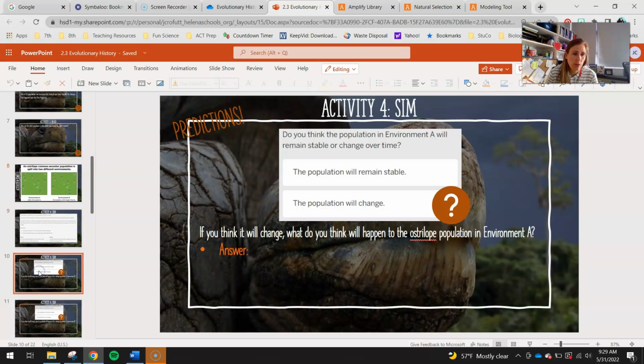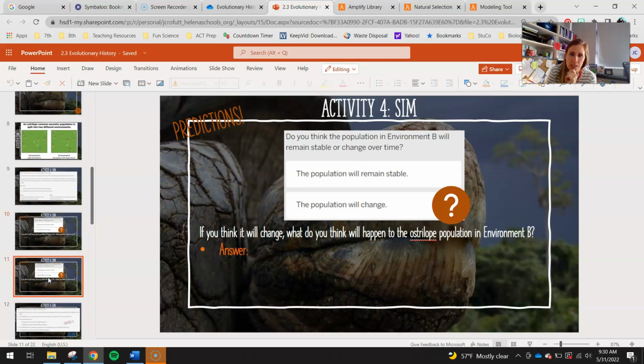All right, so first thing you are going to do is make predictions. Again, you at home are going to do both of these. So activity 4: do you think environment A will remain stable or change over time? So what's going to happen to that population? Circle your answer there. And if you think it will change, what do you think will happen to the australope population? So what change are we going to see in those australopes?